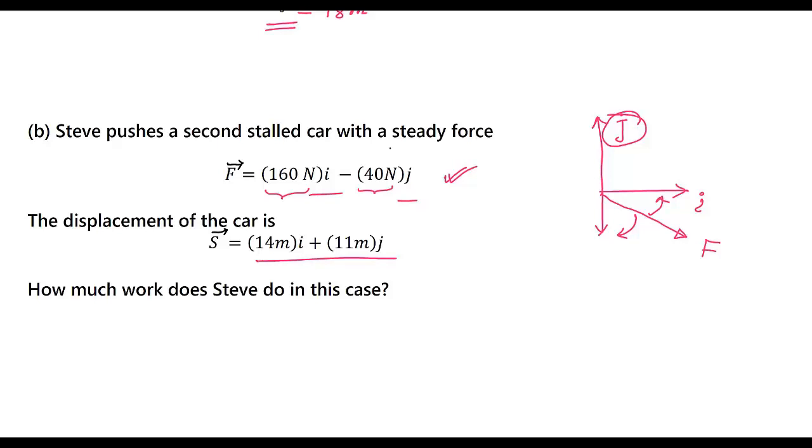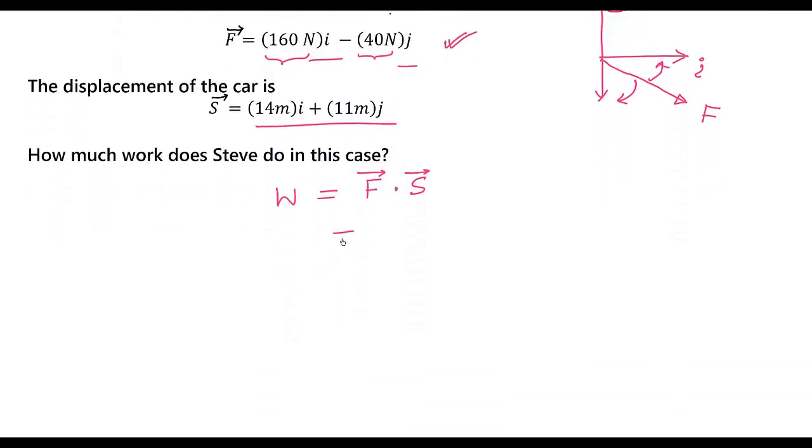The formula will be same in this case. The work done is equal to force dot displacement. Now in this case, we will simply use dot product. So we are not going to write F into s into cos phi. What we will do is, we will put the vector form of force and the vector form of displacement, and we will take the dot product. Now force is how much? This quantity is force, that is 160 Newton i minus 40 Newton j. So this is my force, and then I have to take the dot product.